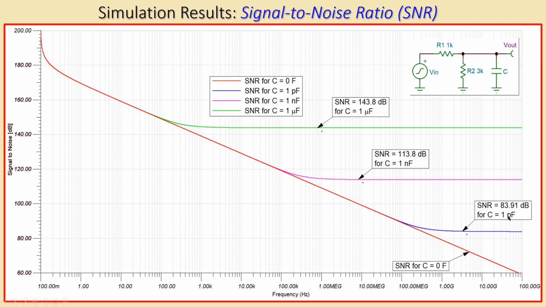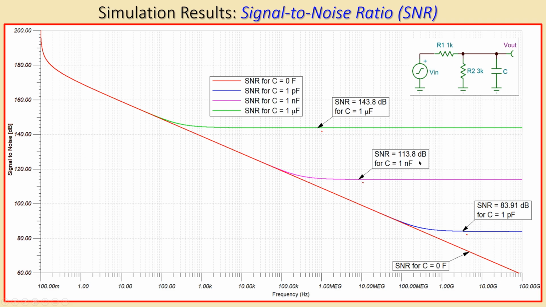If I look at the 1 picofarad, which is the blue one, for a capacitor of 1 pico, I see it is now approximately 83.9 dB. But if I now increase this capacitor by a factor of 1000, to 1 nanofarad, I will now approach an SNR of 113.8 dB.